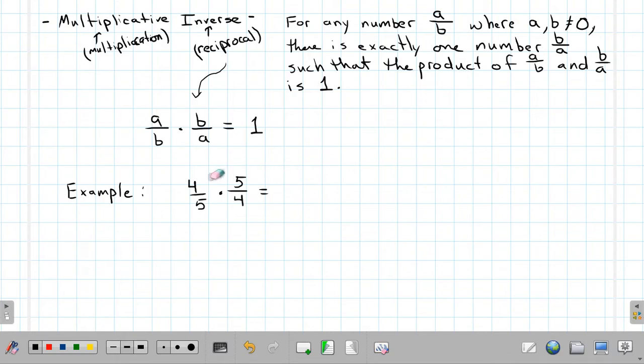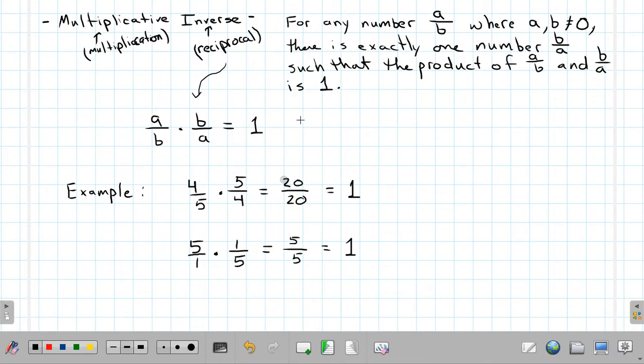So let me actually write that out. 4 times 5 is 20. 5 times 4 is 20. And a number over itself, that's just the number 1. Same thing happens if you have whole numbers. If you have the number 5, we can write it as a fraction as 5 over 1. If we multiply that times 1 over 5, the same thing happens. 5 times 1 is 5, over 1 times 5, which is also 5.